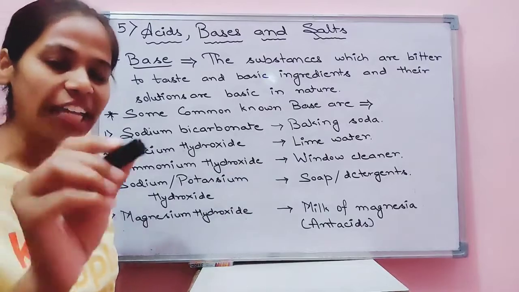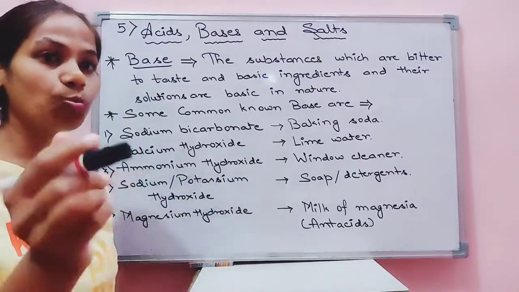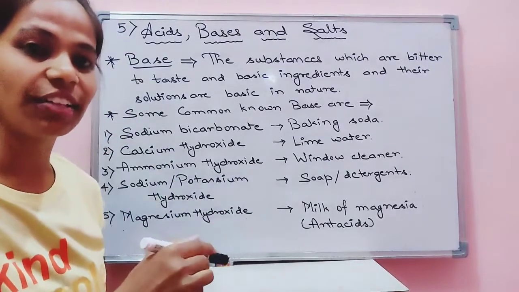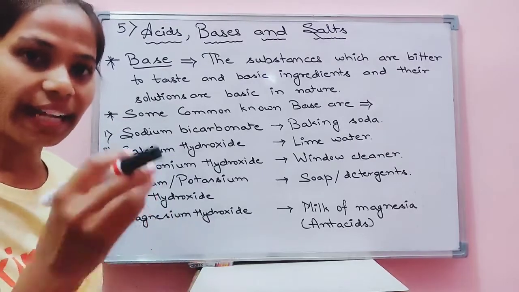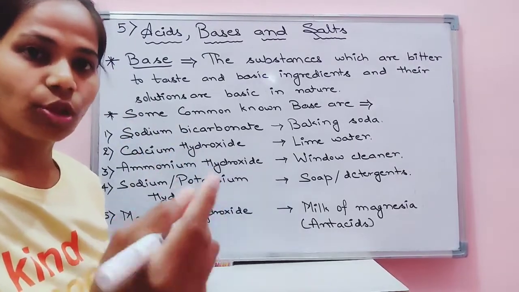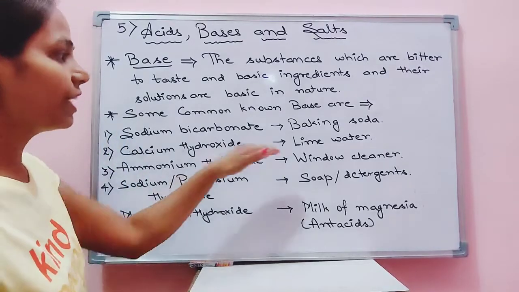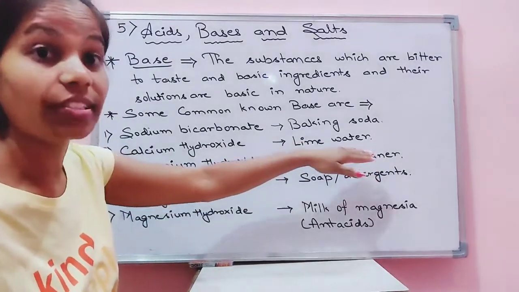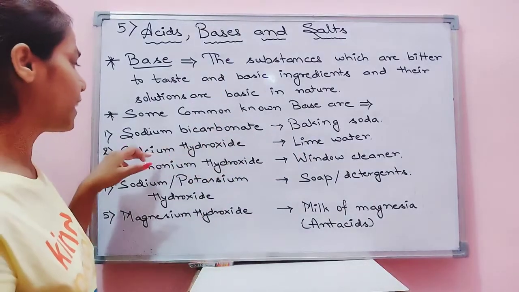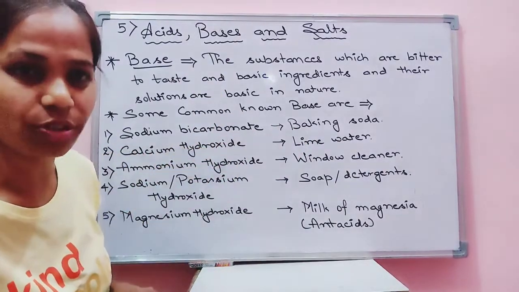Now, children, the lime water and the lemon juice, both are different. We had studied in the acid topic that lemon juice contains citric acid. Okay, but here it is written as lime water. This is different from that. Okay, it contains calcium hydroxide.